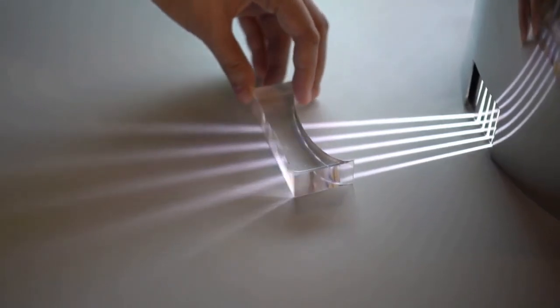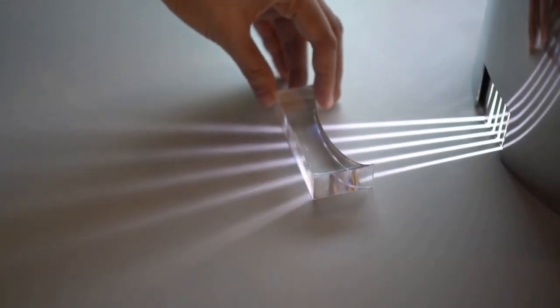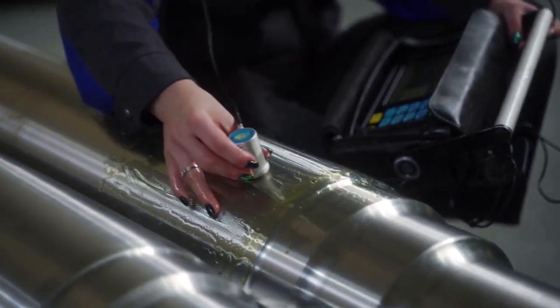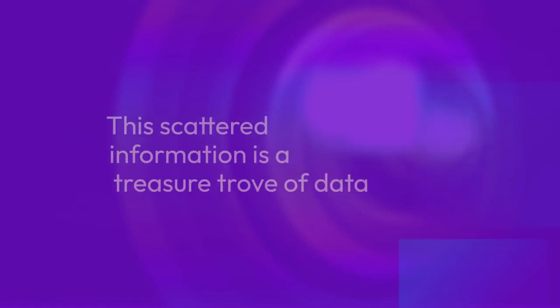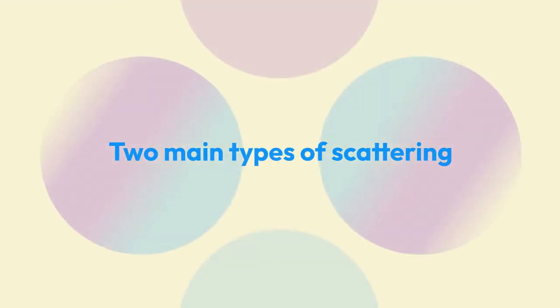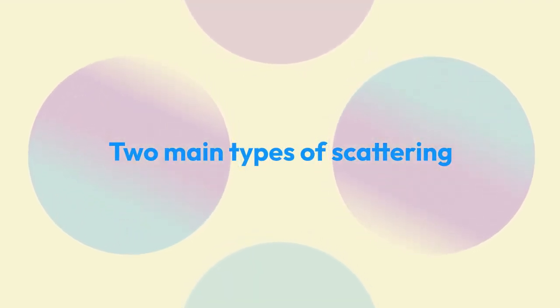We shoot a controlled beam of these particles at a material we want to study. Then, we use sensitive detectors to watch how these particles scatter in all directions. This scattered information is a treasure trove of data. The key is to look at two main types of scattering.